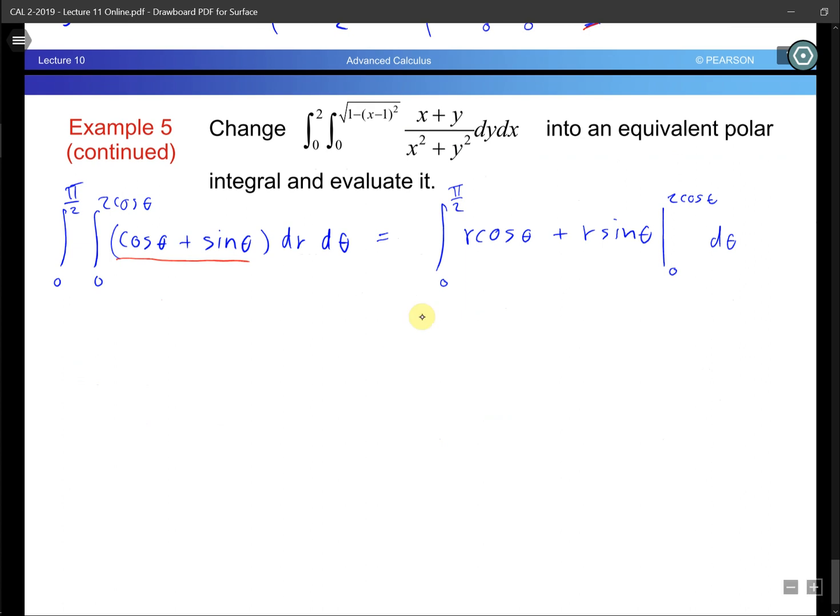Alright, 2 cosine theta goes in here and here. So what do we have? We have 2 cosine theta squared plus 2 cosine theta goes in here, it becomes 2 sine theta cosine theta. And now for 0, 0 goes in here, becomes 0. 0 goes in here, becomes 0. So after this, this is 0. And we are supposed to integrate this with respect to theta from 0 to pi over 2.